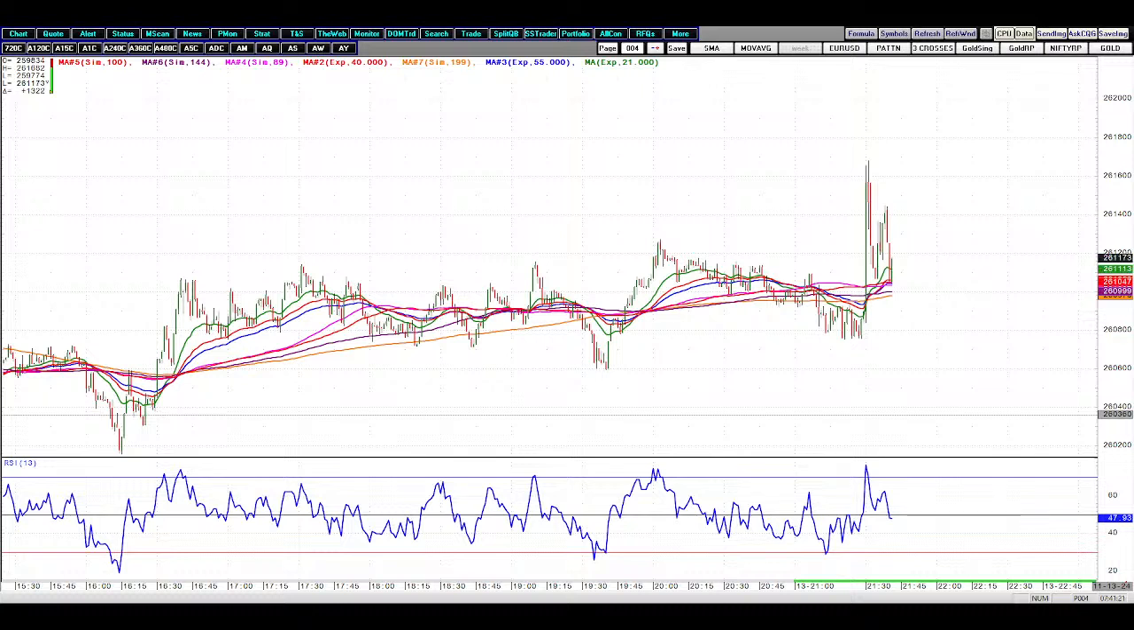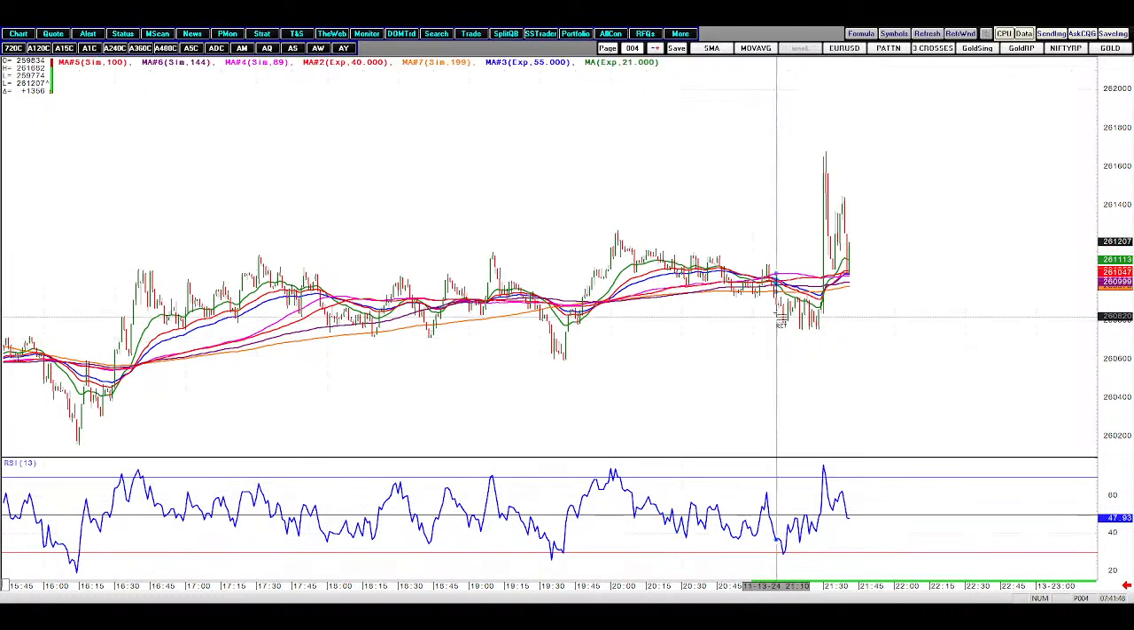The confirmation of the high is only seen if 2608 breaks. So until then, we have to be careful. Then dollar yen is still trading near the low, and let's see how this thing gets settled down.